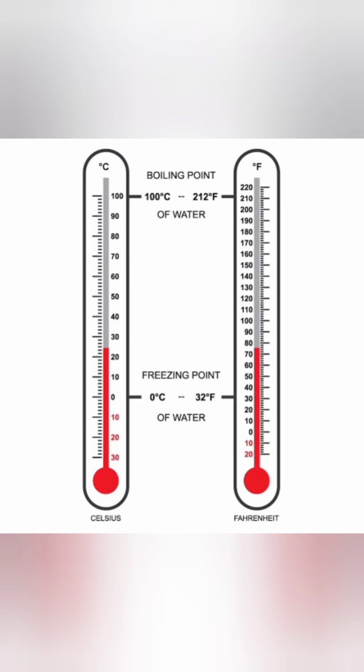The second one is the Fahrenheit scale. The Fahrenheit scale is an older system. In the Fahrenheit scale, the temperature of the melting point of ice is taken as 32 degrees Fahrenheit. The boiling point of water is taken as 212 degrees Fahrenheit. The interval between the two fixed points is divided into 180 divisions.